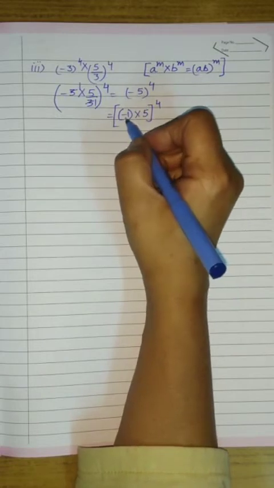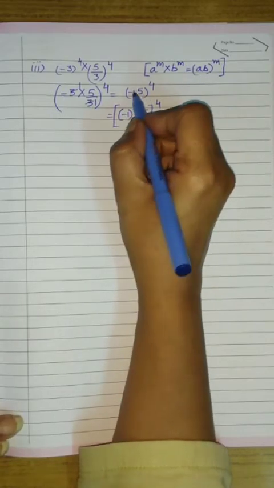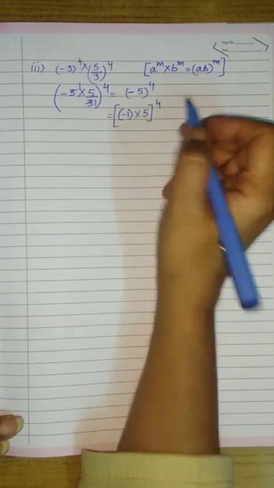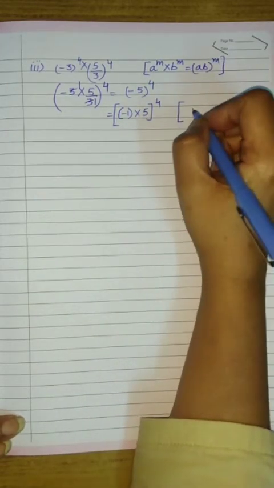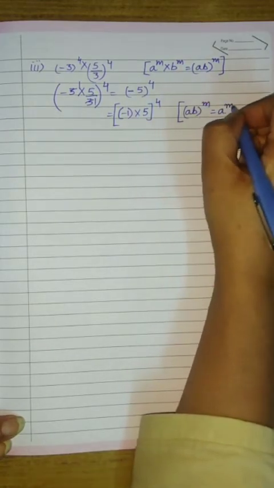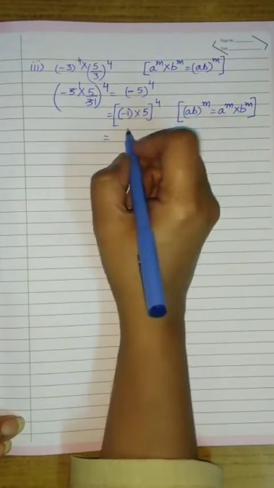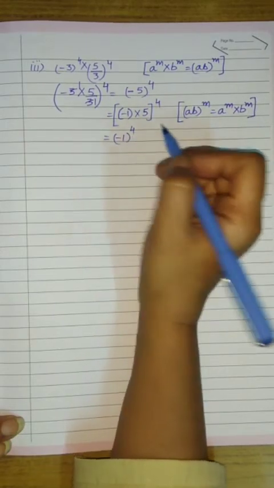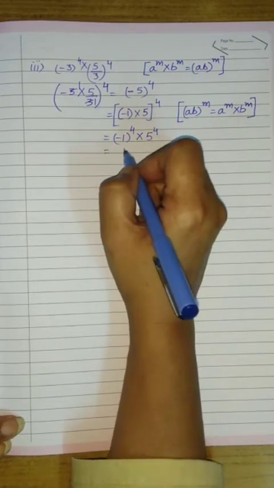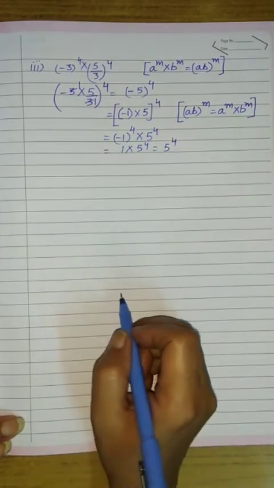I have separated minus 1 from minus 5. So I have converted one term into two, that is minus 1 and 5 raised to power 4. Here we are using the law of exponent, that is (ab)^m is equal to a^m into b^m. Now we can write it as (-1)^4 into 5^4, which becomes 1 into 5^4. So we get our answer as 5^4.